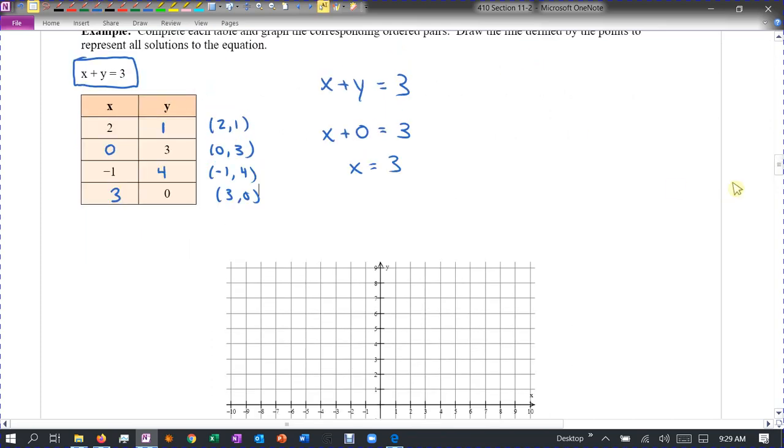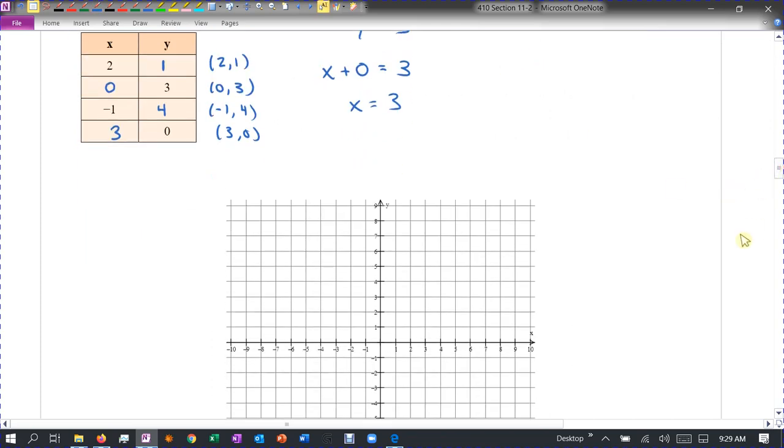So let's try 2, 1. That's here. 0, 3 is here. -1, 4 is here. And 3, 0 is here. And you can see they all lie on a, well, that's as straight as I can draw right now. Okay, so they all lie on a straight line.